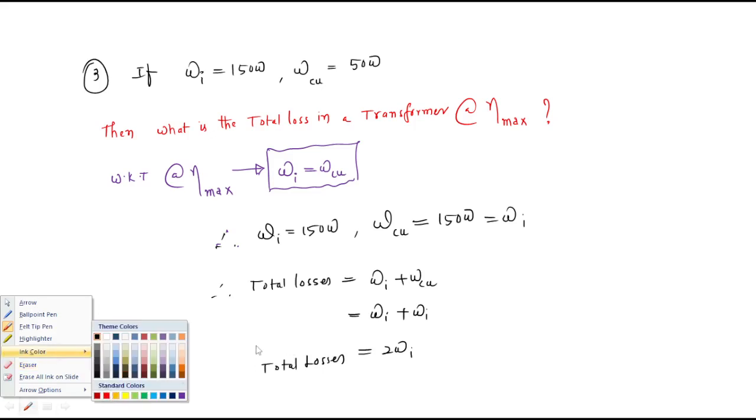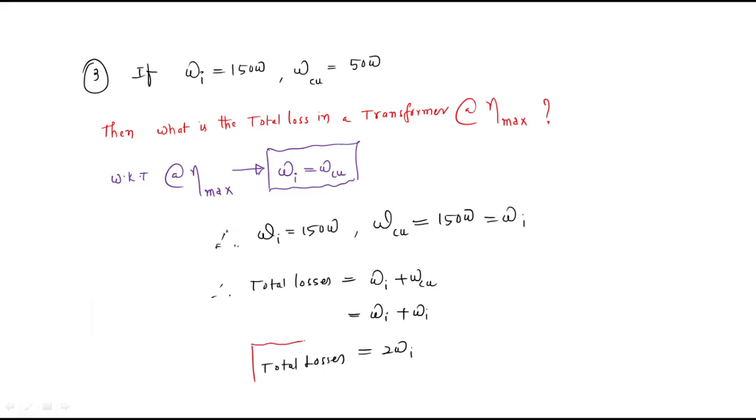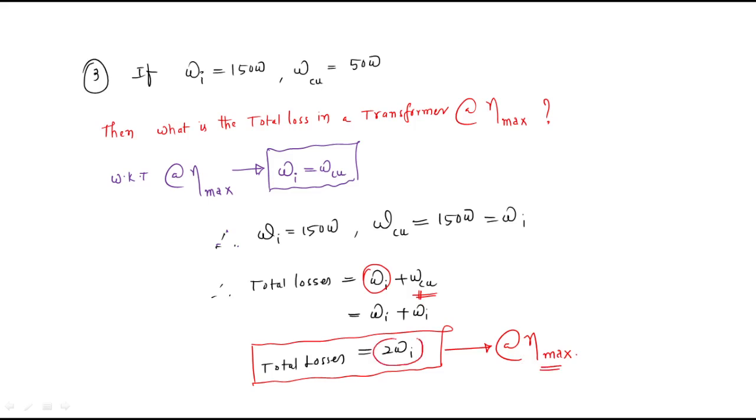What is the condition? Must and should condition. Total losses in a transformer at maximum efficiency: because there is a change in the copper loss content and there is no change in the iron loss component, that's why these two should be equal. Why? When these two are equal, then only we are going to get the maximum efficiency. Therefore, the total loss component at maximum efficiency is nothing but 2 times the iron loss component. Therefore, the answer is what?